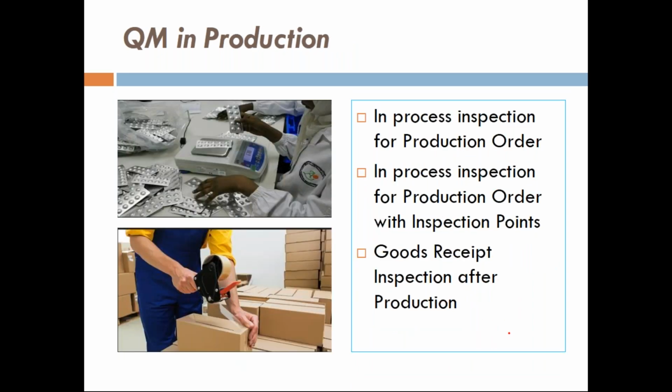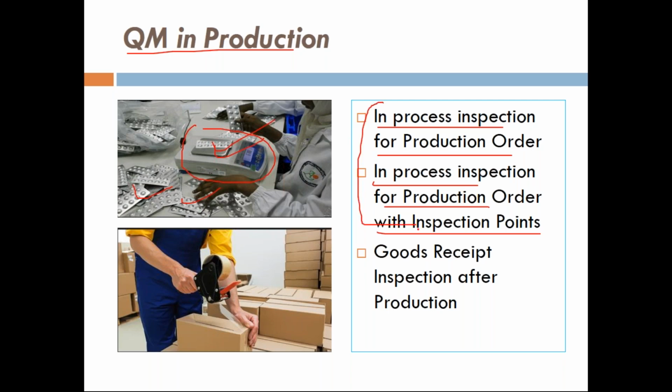Now after that, QM in production. In some industries, when the production is ongoing, they will do some quality checks. How to do that in the system? In-process inspection for production order: how to generate the inspection lot. Next is in-process inspection for production order with inspection points. They will do regular inspection at frequent intervals. Let's say every 1 hour, while production is ongoing, they have to go and do a quality check inspection. We need to understand how to execute that in the system.